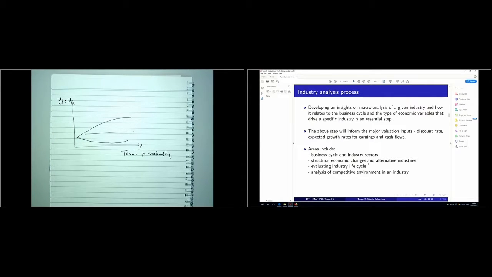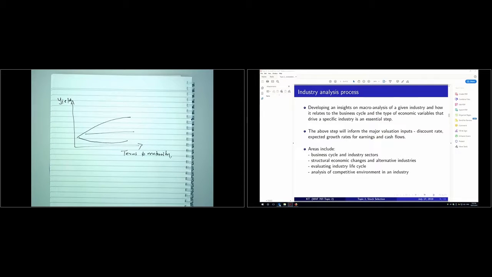There may be changes in the structure of the populations. Those things have to be considered, and those are related to the structural and economic changes relating to the structure of the economy. Then the third analysis relating to industry analysis is the industry life cycle analysis. An industry goes through different phases, infant stage to maturity stage, and at those different phases they go through different growth rates and different patterns.